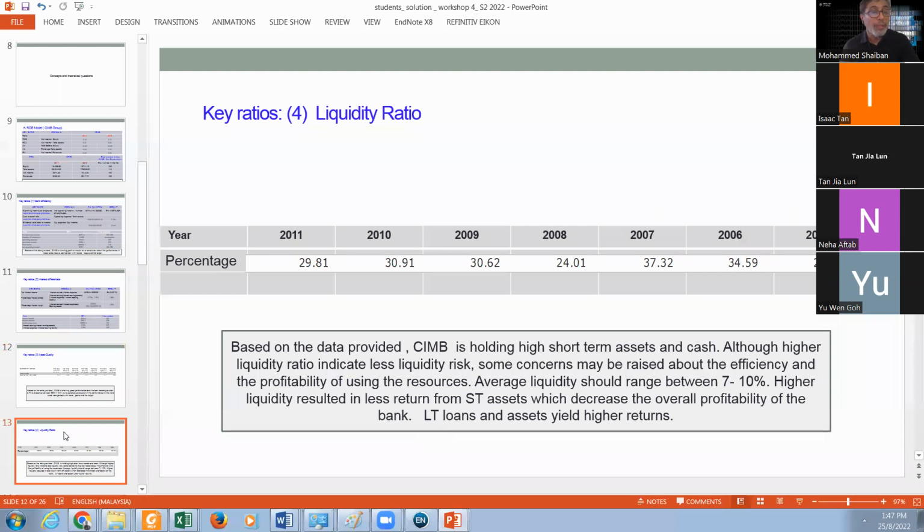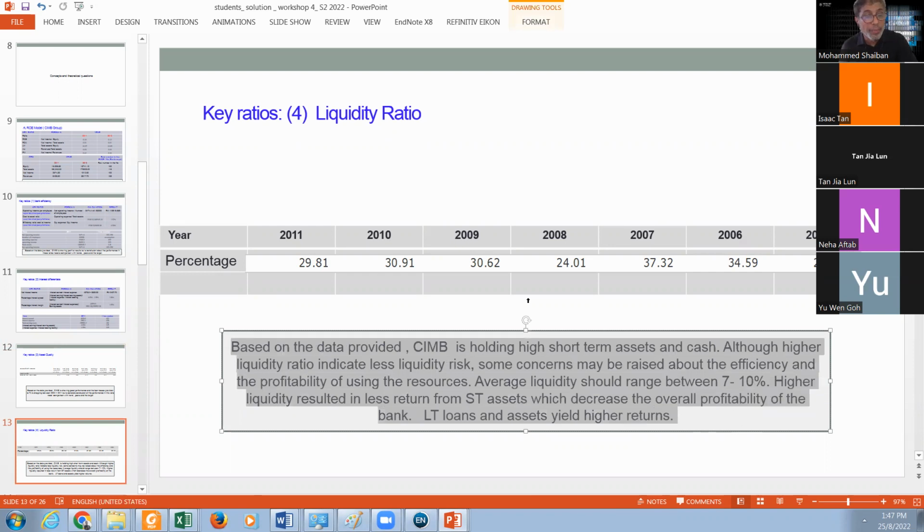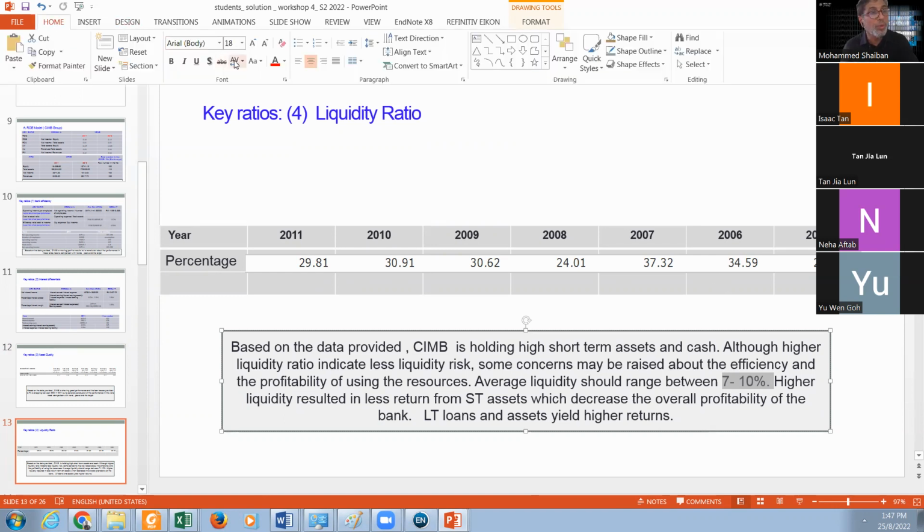Now, if you look at this one, what do you think of the liquidity ratio? And the answer is here, actually. So the liquidity ratio, please write it, it's between 7 to 10%. And when we say 7 to 10%, these people are holding too much liquidity, which is not really good. They are not efficient. In other words, you can write a note here, they are not efficient.